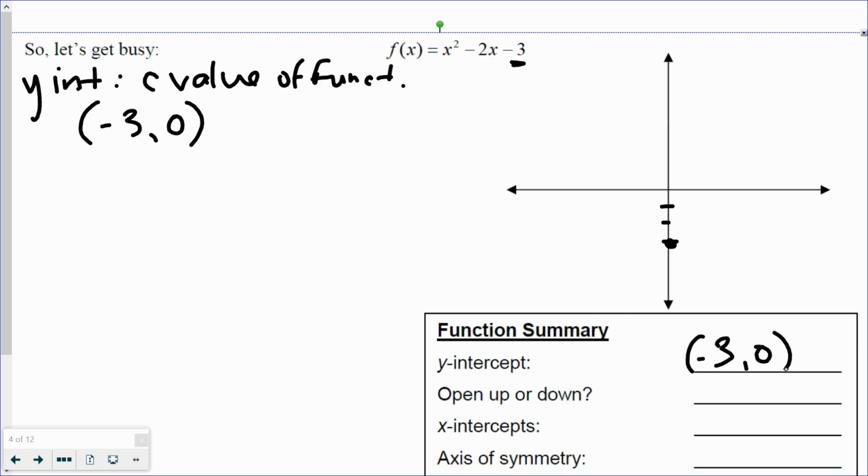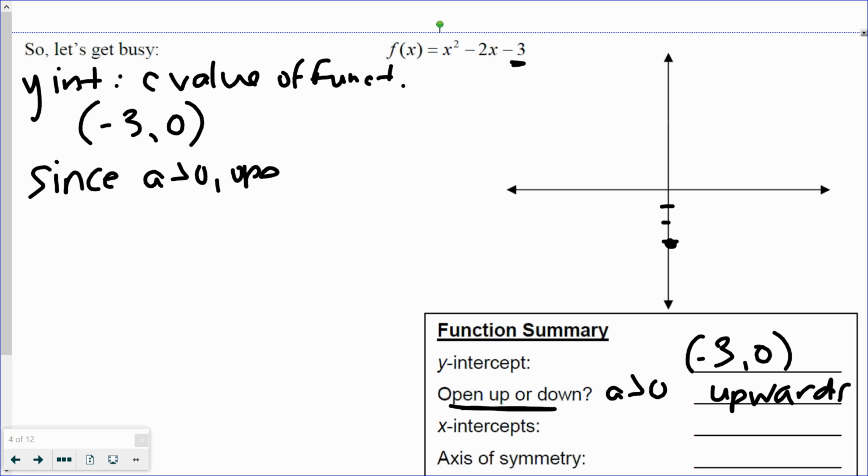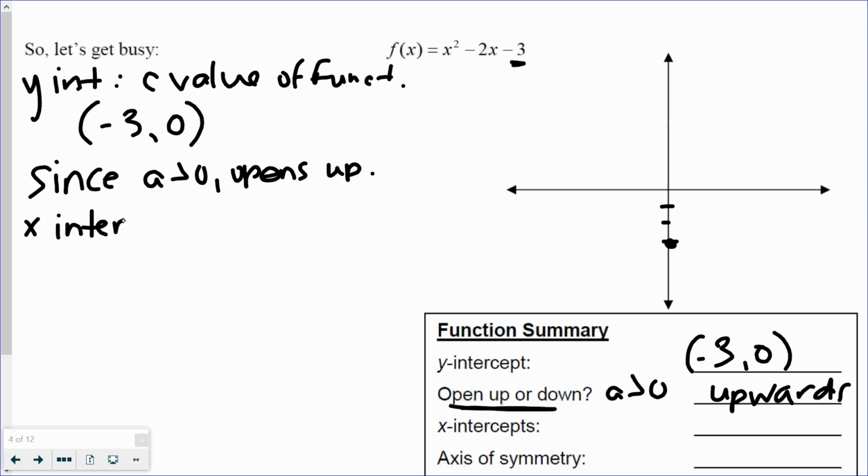So in order to figure out our direction of opening, that's the next part here, is looking at if it opens up or down. Since our a value is greater than 0, it's a positive a value, we know that it's going to be opening up, upwards, however you want to write it. I'll write that over here just so we're going through all the steps. Since a is greater than 0, opens up. Again, if a was less than 0, so if a was a negative value, it would be opening down.